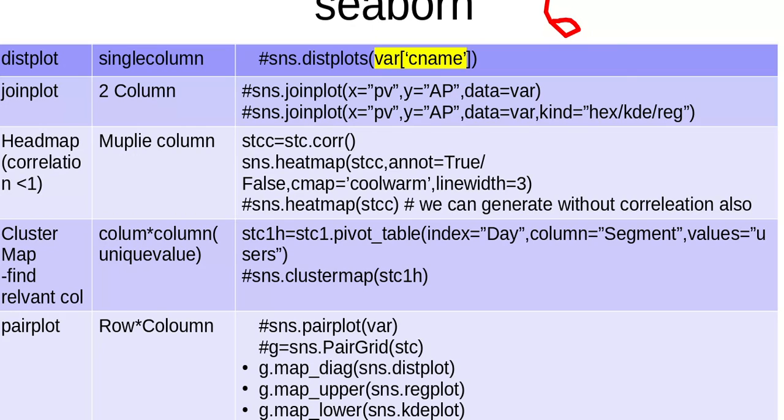Heat map and cluster map we have already seen, and pair plot and pair grid I'm going to explain. Joint plot also I'm explaining. See, the syntax for this plot is just straightforward. For joint plot, we need to use the x-axis, the y-axis, which value we need to represent, and also the type.